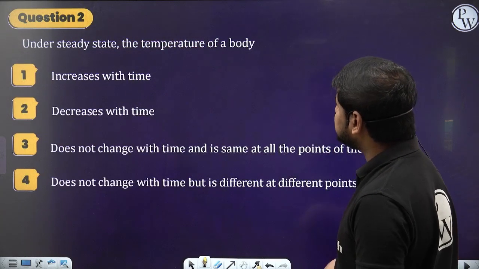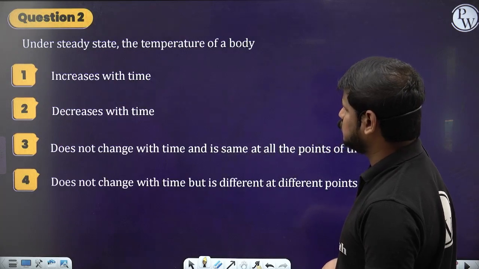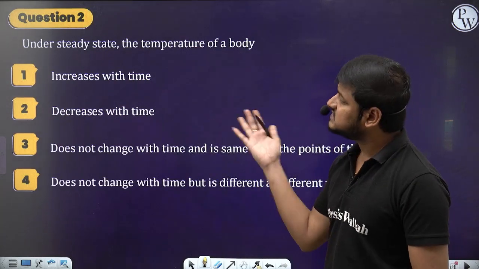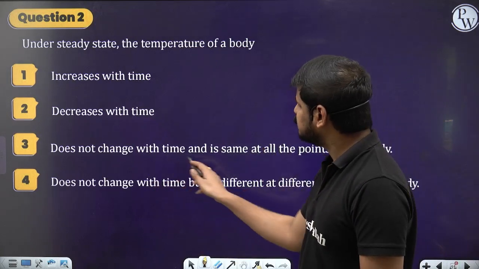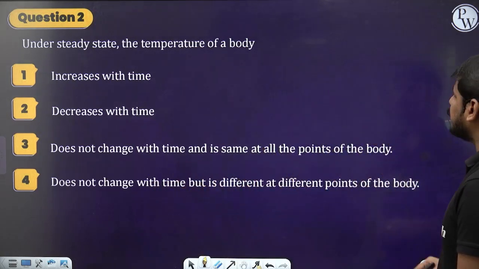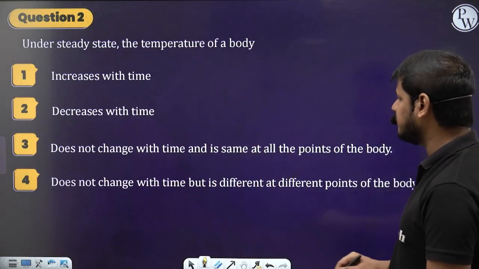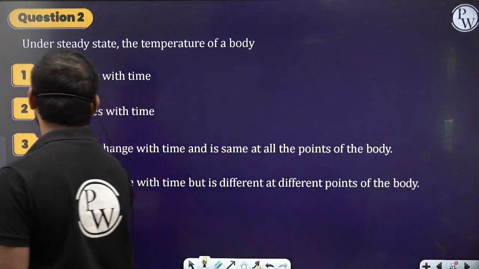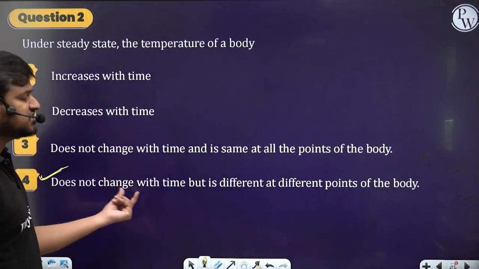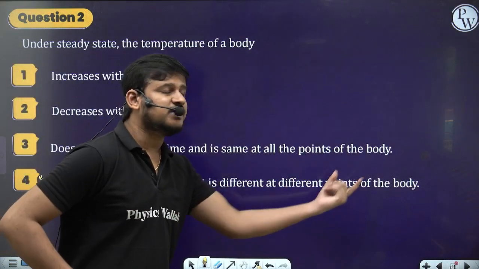Under steady state, the temperature of a body increases with time, decreases with time, or the temperature does not change with time and is the same at all the points of the body, or the temperature does not change with time but is different at different points of the body. Yes. So the temperature does not change with time, it will remain constant, but it is different at different points of the body.